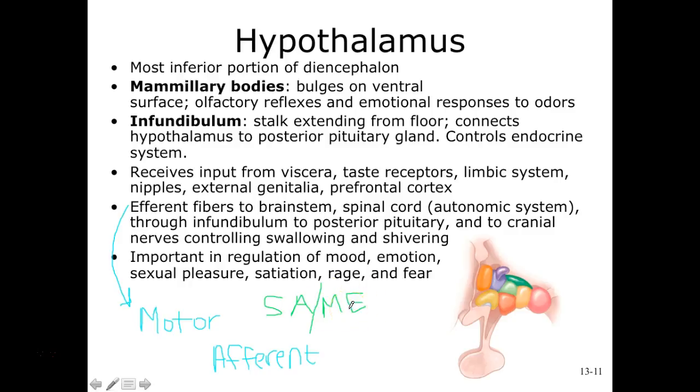So we're also getting motor fibers to the brainstem, sending this information down back this way toward our brainstem. Also moving through our spinal cord, moving through our infundibulum over to the posterior pituitary gland and to our cranial nerves, which we'll talk about in a moment, controlling swallowing and shivering. It's also going to regulate mood, emotion, sexual pleasure, hunger, and rage, and also fear.